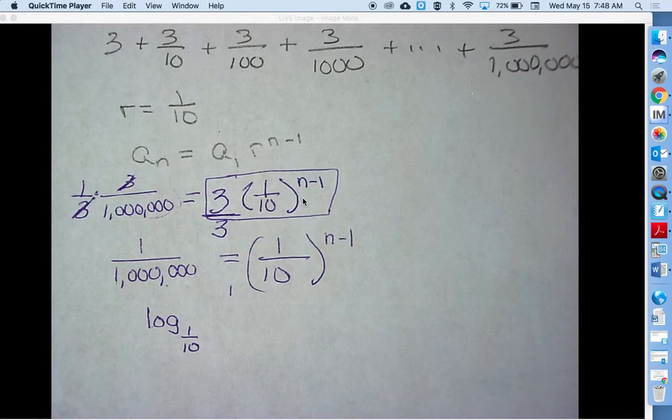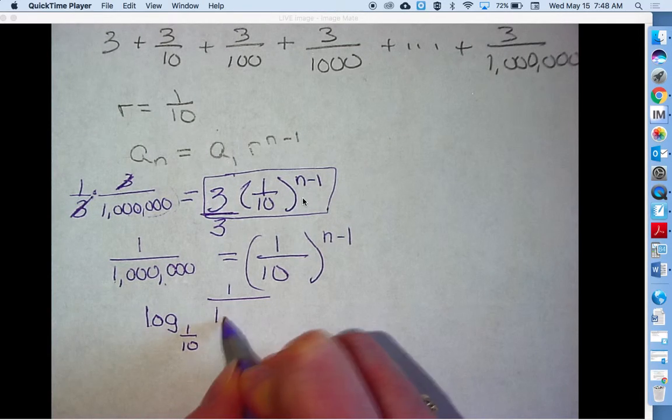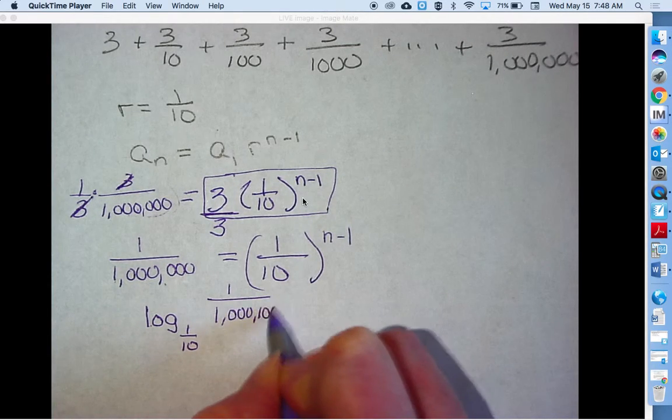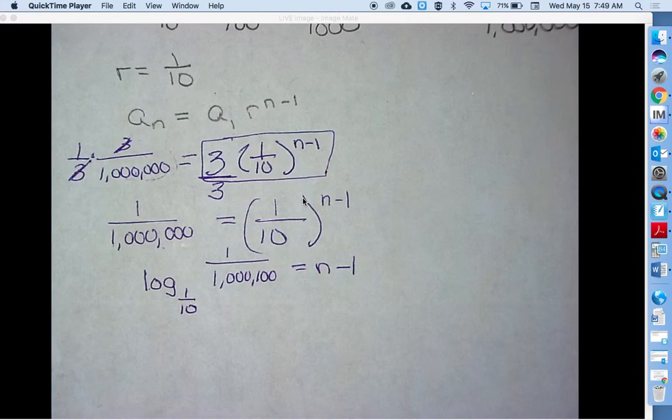So we have the log base 1/10 of 1 over 1 million. In your calculator, you need to use that log base function. So the log with the base of 1/10 of 1 over 1 million equals n minus 1. Make sure you remember where that is, because logs would be the first thing that we covered the second half of the school year, which will be on the final exam. Yes, we'll review for that next week, but that would be one of the first things we covered.